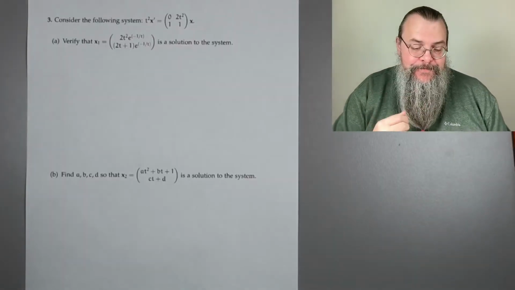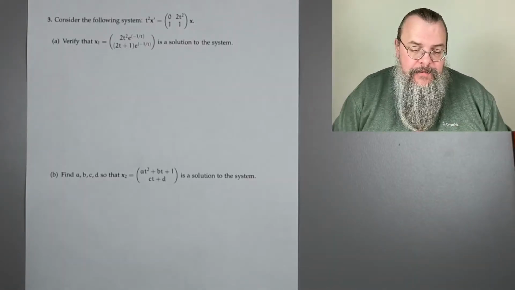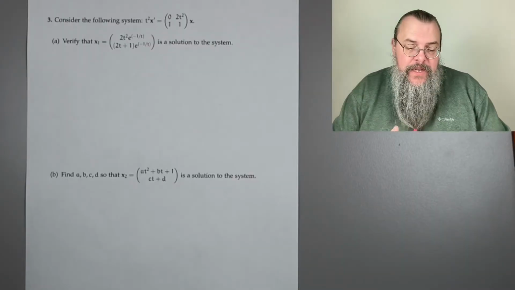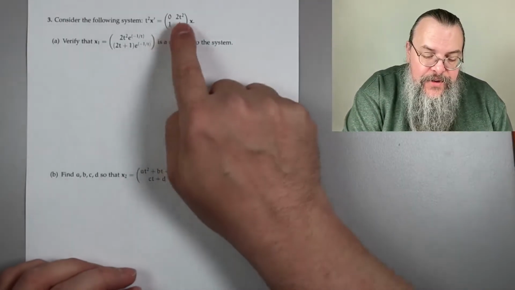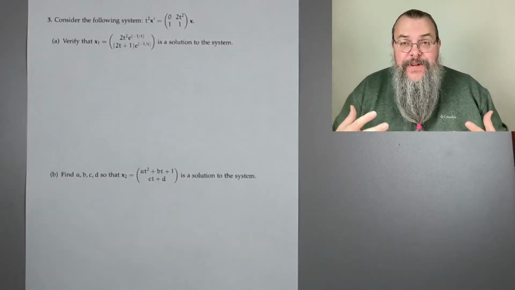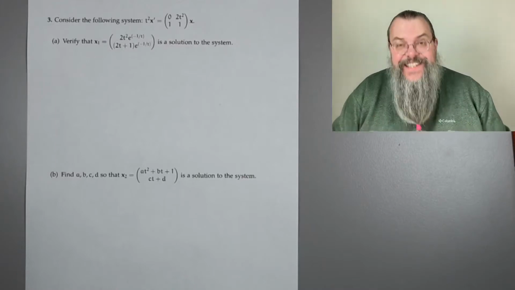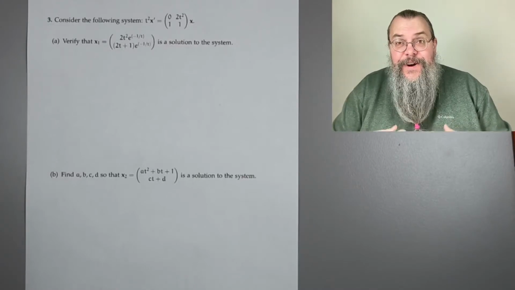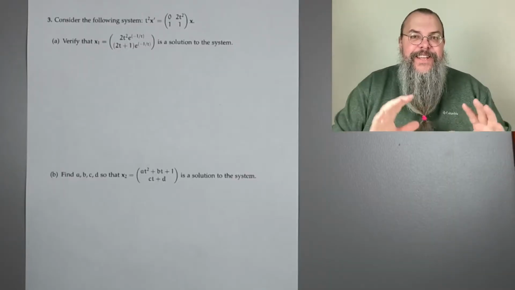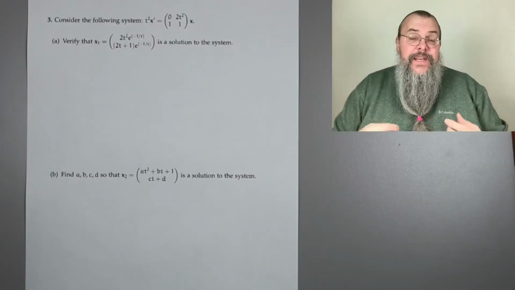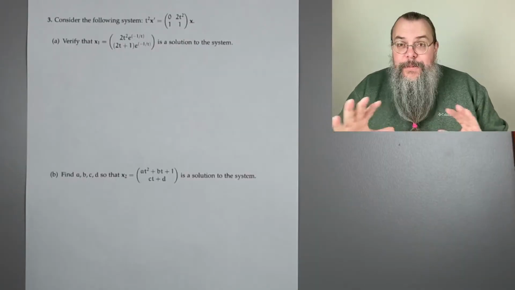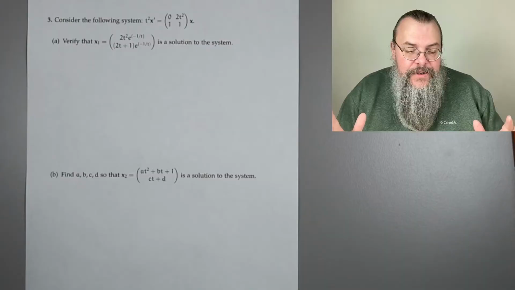Number 3. Consider the following system. So we have t squared times x prime is equal to the matrix 0, 2t squared, 1, 1, times x. Now it looks like a nice matrix, but see how we have entries that involve t? So we can't use our techniques of eigenvalues, eigenvectors. We really don't have good techniques right now to solve this, but that's okay. Maybe we won't have to. Let's see what we do need to do.